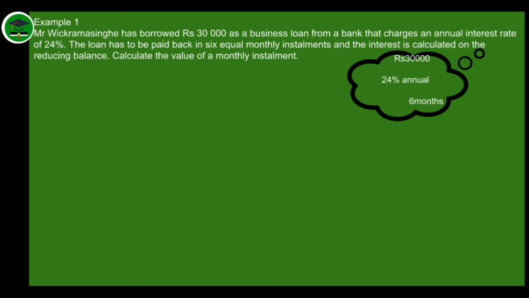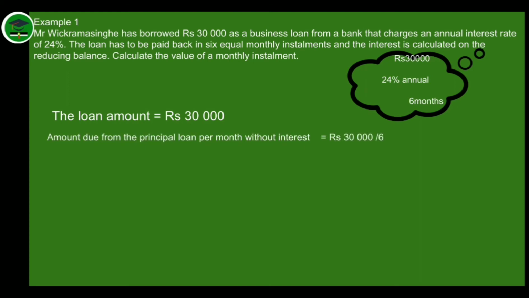Then you know the loan amount is 30,000, so you have to write that as a sentence. And also, what is the principal loan per month without interest? You have to divide this 30,000 by 6. So that is equal to 5,000 rupees.